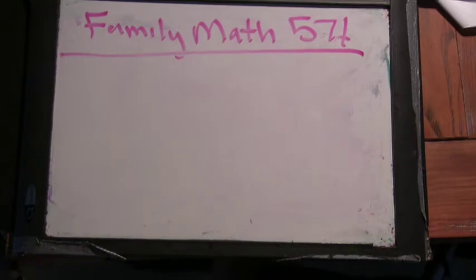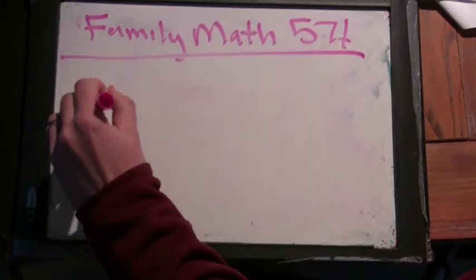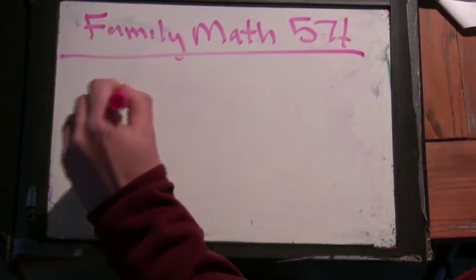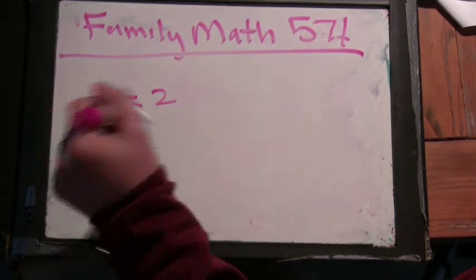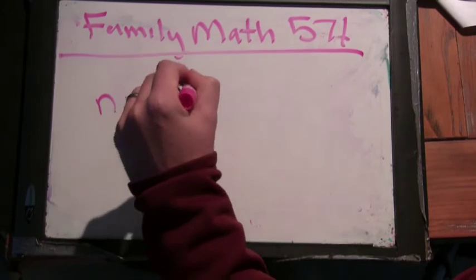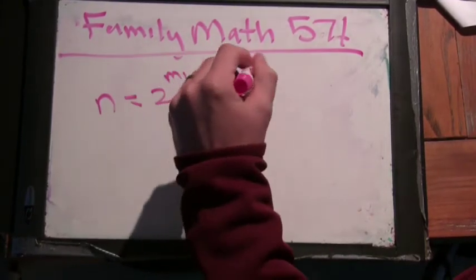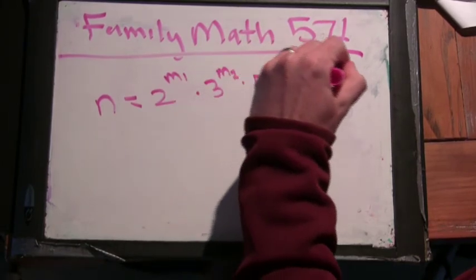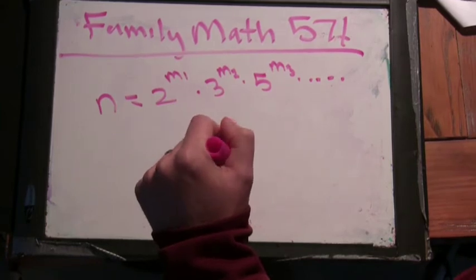FamilyMath571. So I saw a really cool problem from James 10 today. You take a random positive integer and we can factor it into primes. So it's going to be 2 to some power, times some power of 3, times some power of 5. Okay, so whatever that number is, some random positive integer.